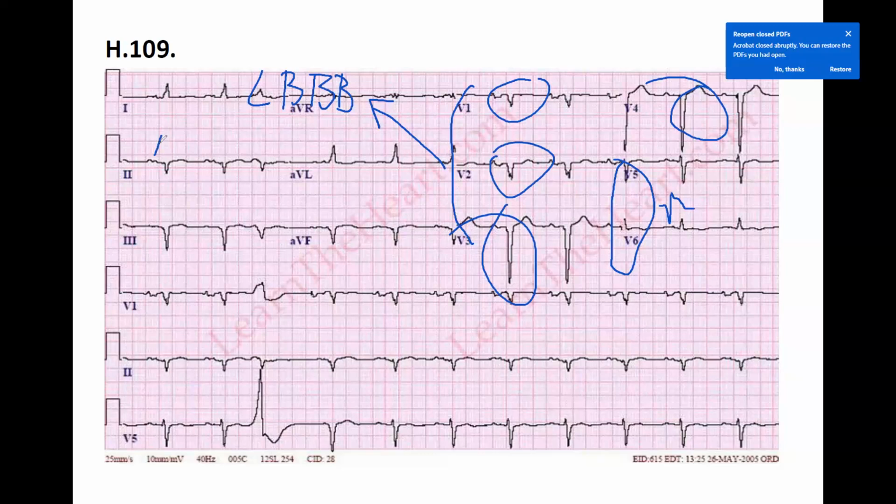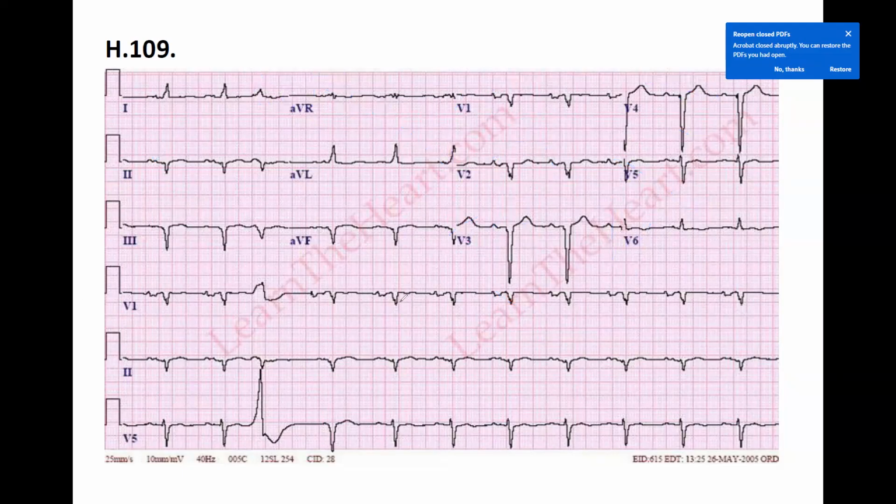And we do have a P mitrale, left atrial enlargement, okay? And we do have a PVC, so the ventricular premature beat. All right? Okay. Good.